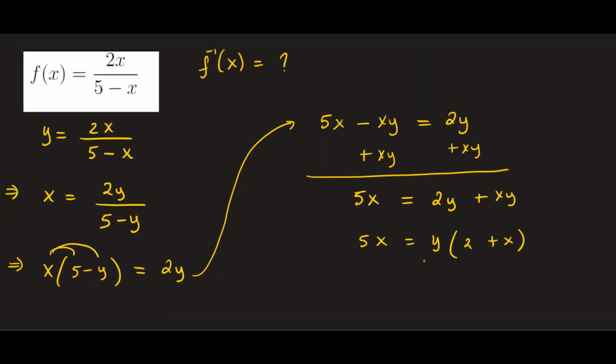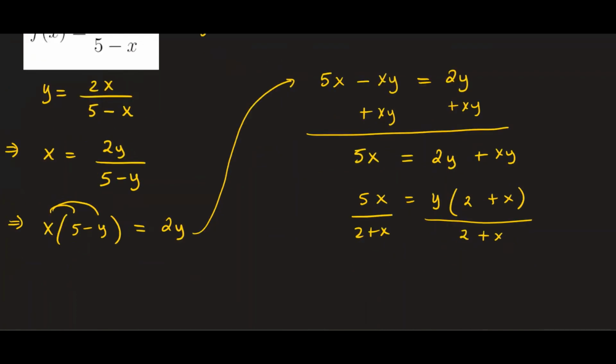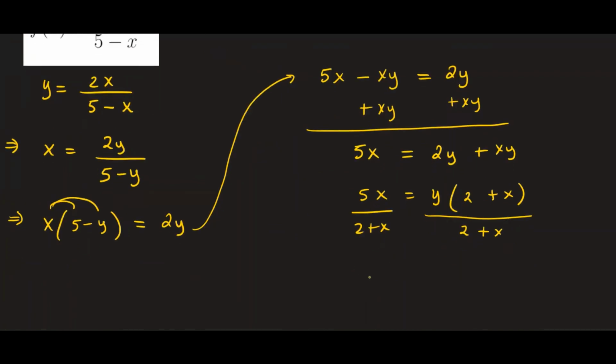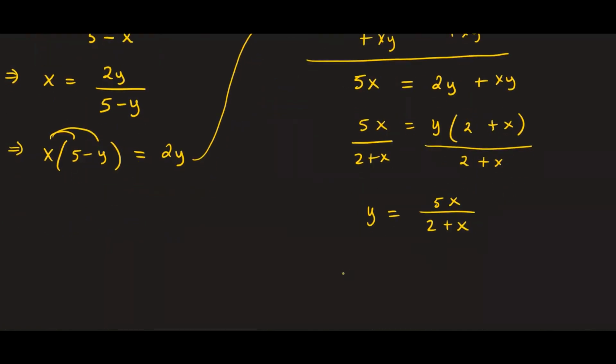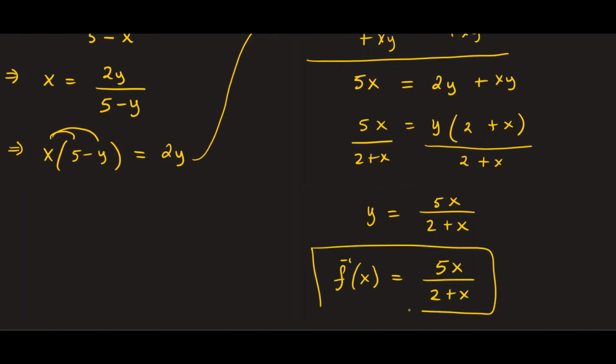And lastly, I am able to solve for y by dividing by 2 plus x on both sides, and that gives us the formula y is equal to 5x over (2 plus x). I switched the sides, but that's totally fine. And now we call y our inverse function, so we have f inverse of x is equal to 5x over (2 plus x). So that's our formula for the inverse function.